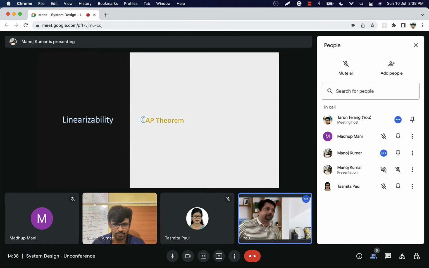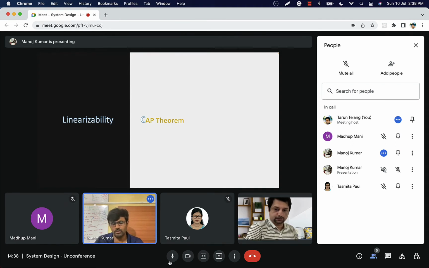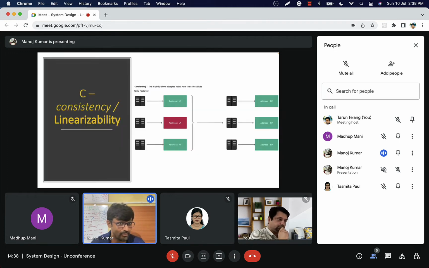Yeah, so this is about CAP Theorem. I'm going to introduce how each and every letter of CAP Theorem works. Normally we think that C stands for consistency, but there is something called linearizability.